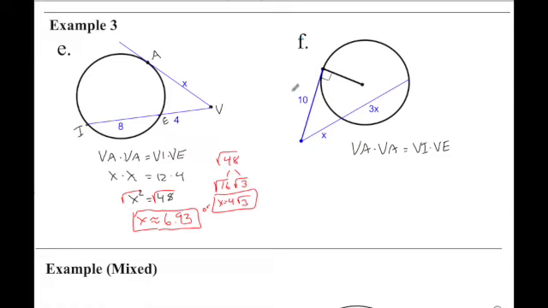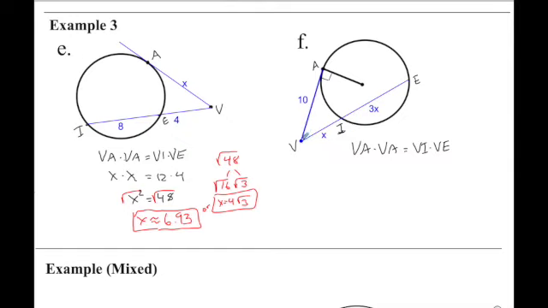So for F, it's the same kind of thing. We have to label this. This is our vertex. This is the point of tangency A. This is I and E. And now we can plug stuff in and solve.